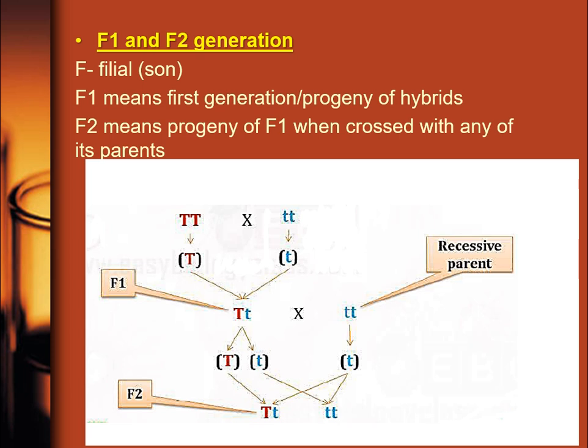Now next terminology is F1 and F2. I've told you before, F stands for filial, which stands for son. Now F1 is like saying first generation. So these two parents cross to get this first generation. So this is the F1 generation. So this one produces recessive parent and so on and so forth. When you bring down one parent and cross it with the F1, it will produce the second, the F2. So that's how it works.